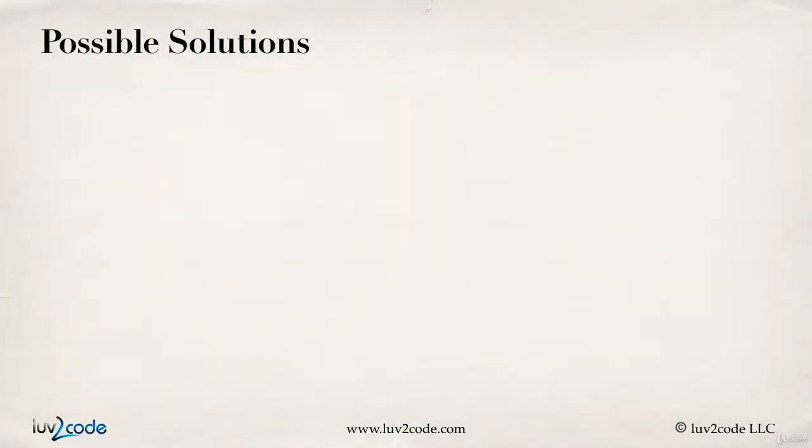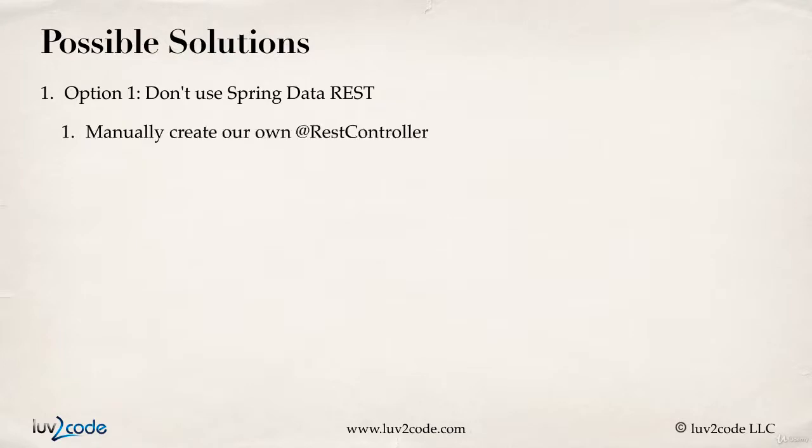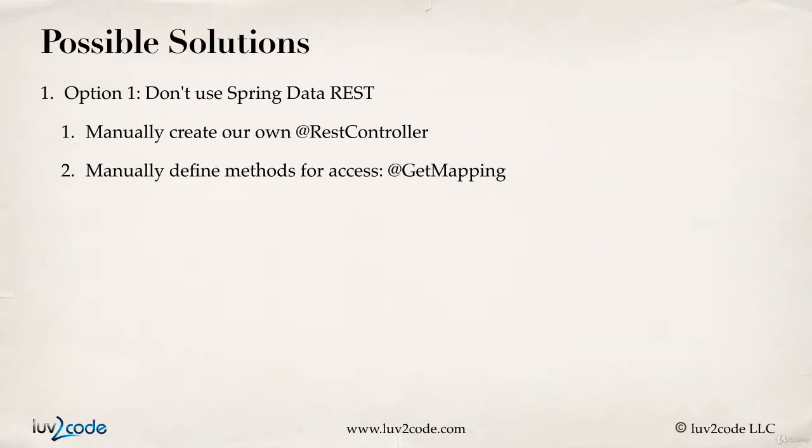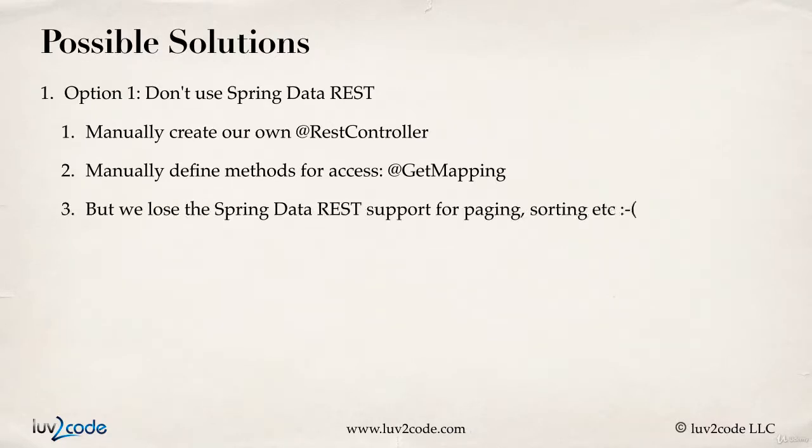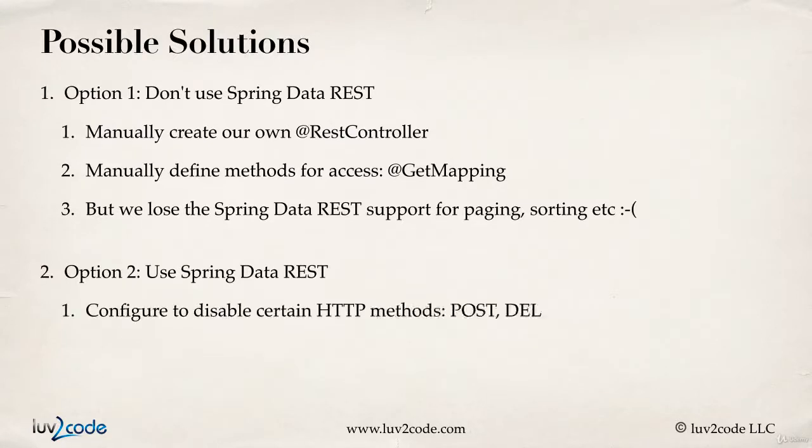So how can we do this? Well, there are some possible solutions. Option one is simply don't use Spring Data REST. So in this case, we'd manually create our own REST controller and manually define methods for access using @GetMapping. But we lose the Spring Data REST support for paging, sorting, and so on. And those are some really nice features. I don't want to lose those. And the other option is to use Spring Data REST, but configure it to disable certain HTTP methods like post, delete, etc. And this is the one that we'll choose.